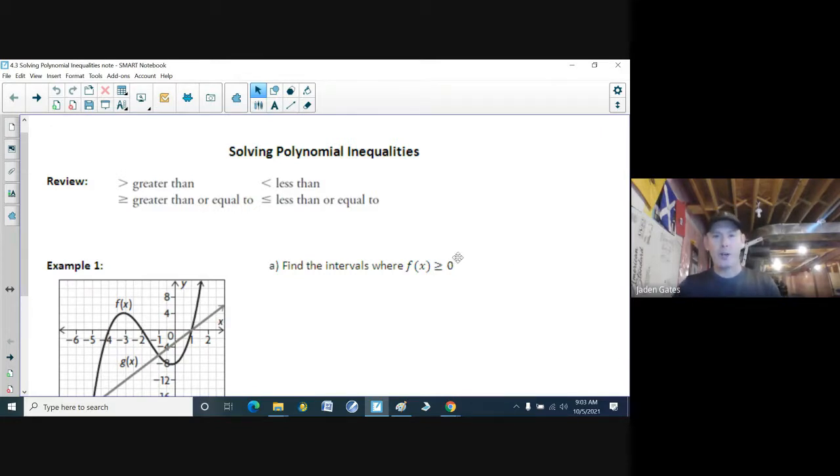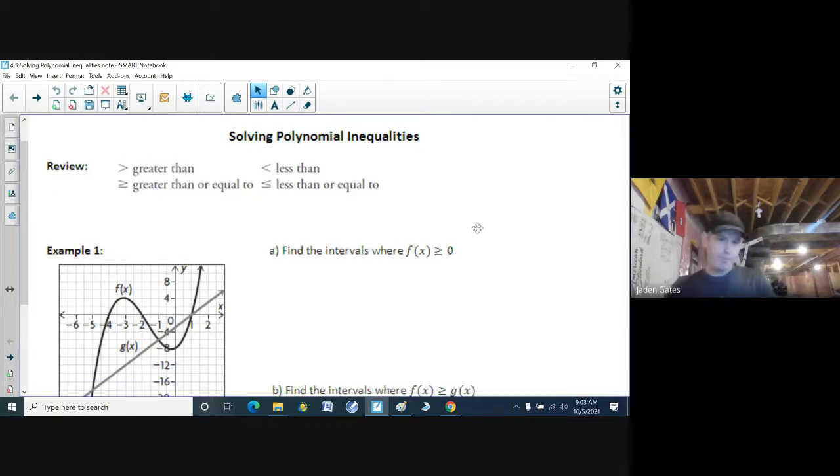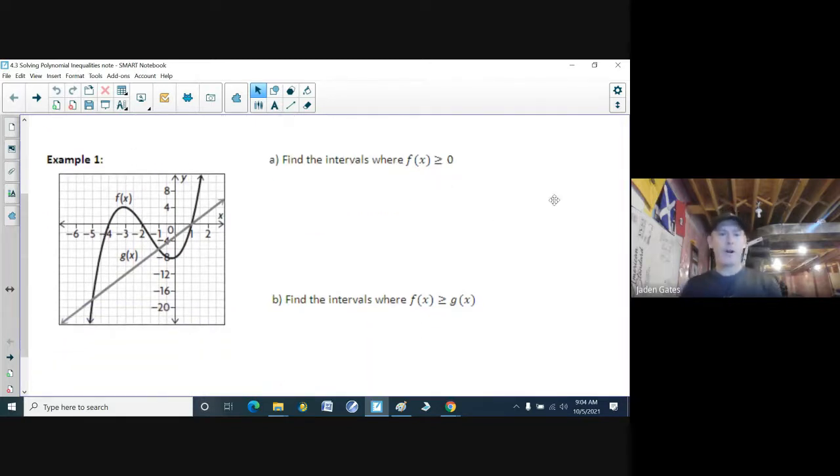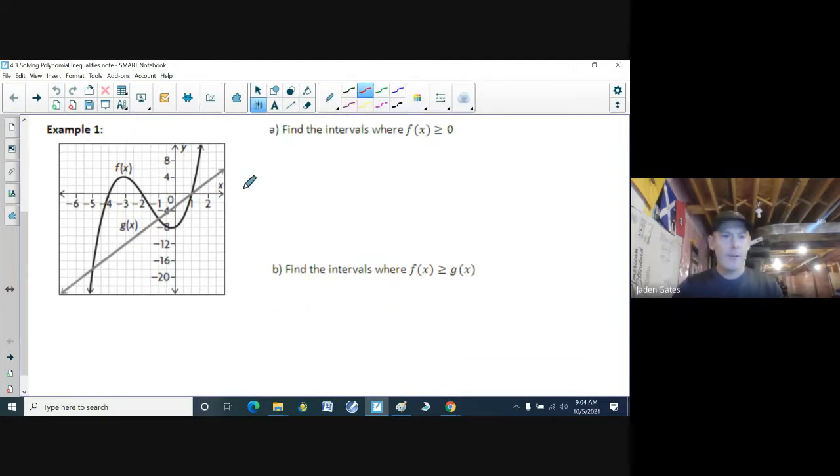Now, just to have a look graphically and in a basic way at how polynomial inequalities work, we get example 1, where we have two graphs. The one there in dark is our f of x, and the light line there is g of x. Now, I want to find the intervals where f of x is greater than 0. All right, so what does that mean? Well, if we're looking at when f of x is greater than or equal to 0, we're looking at this red line, which is your y equals 0 line.